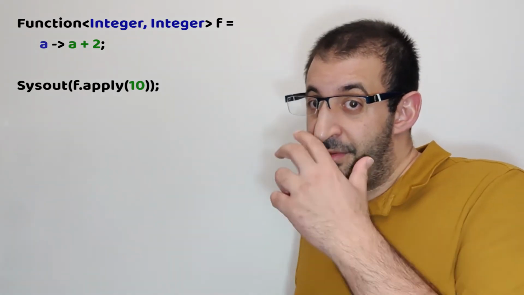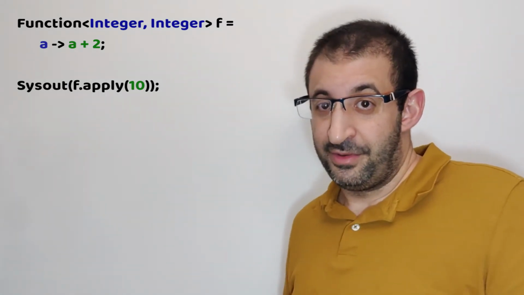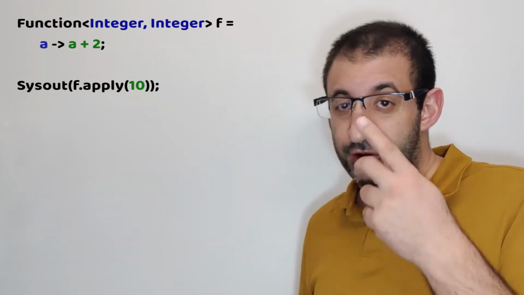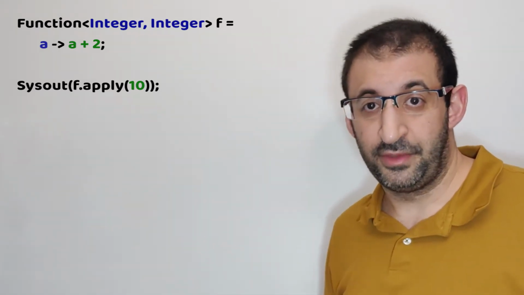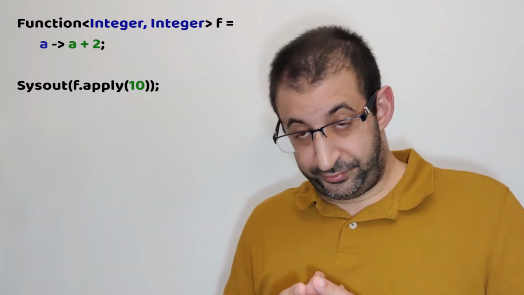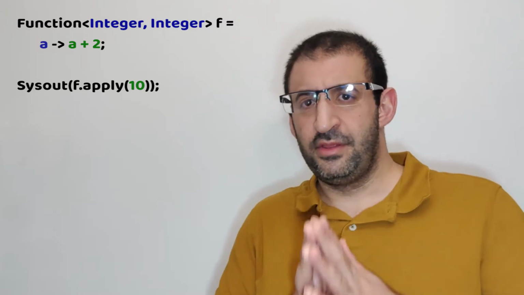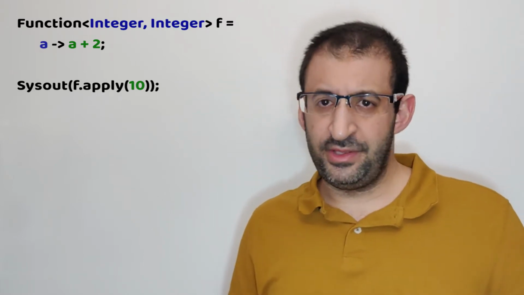Now, as explained in the previous video, here we have three problems. What is the problem? We have three conversions: auto boxing, auto unboxing, and auto boxing. So we can reduce this conversion. Yes, we can do it by using primitive types.